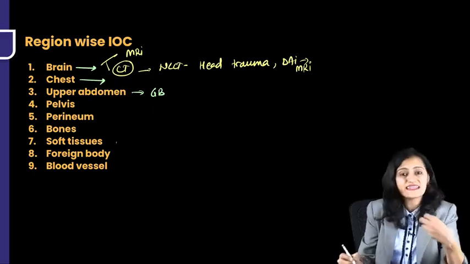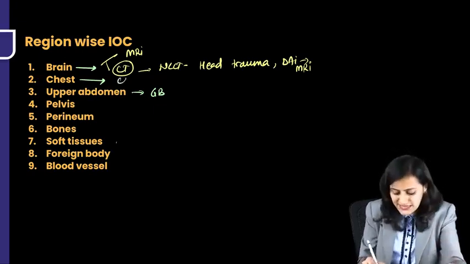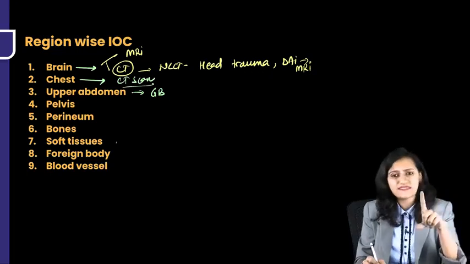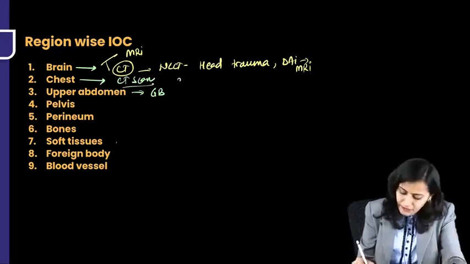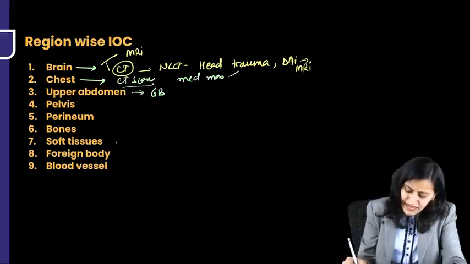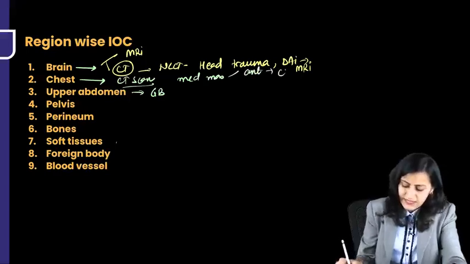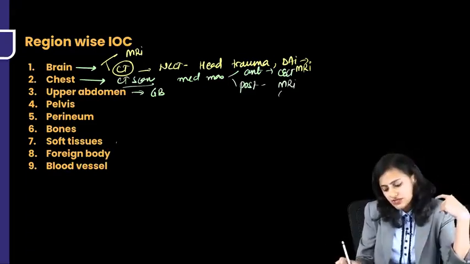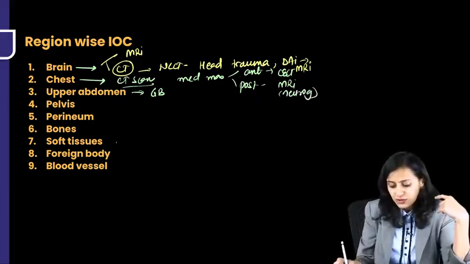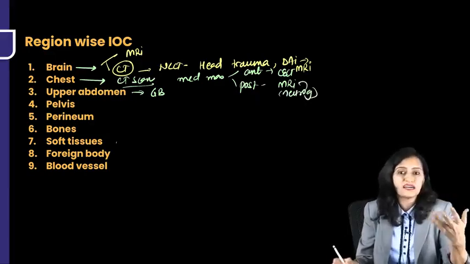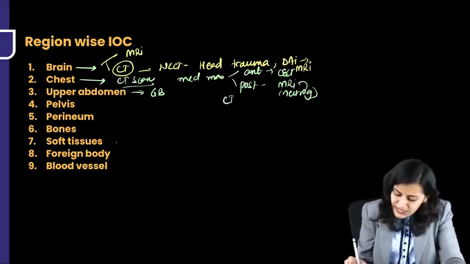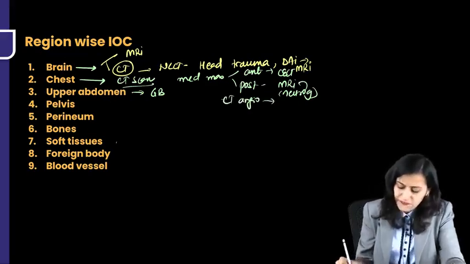For chest, that is the lungs, the air containing organs, it is CT scan which is the investigation of choice. First is chest x-ray, then we do CT scan. For mediastinal mass, anterior mediastinal mass, it is contrast enhanced CT. Posterior mediastinal mass, it is MRI because the most common posterior mediastinal mass is neurogenic tumors, neurogenic nerves, soft tissue, MRI is better.